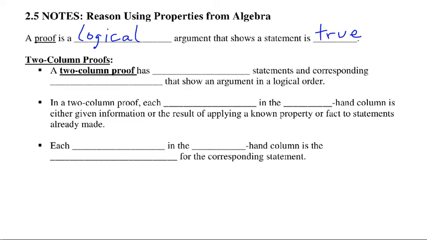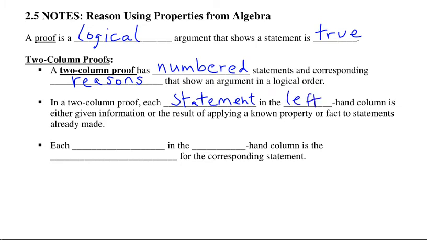A two-column proof has numbered statements and corresponding reasons that show an argument in a logical order. In our two-column proofs, each statement in the left-hand column is either given information or is the result of applying a known property or fact to statements already made. So when we're solving our equations, it's more just the work or algebra work of showing step by step what we do to solve for x. Each reason in the right-hand column is the explanation for the corresponding statement.